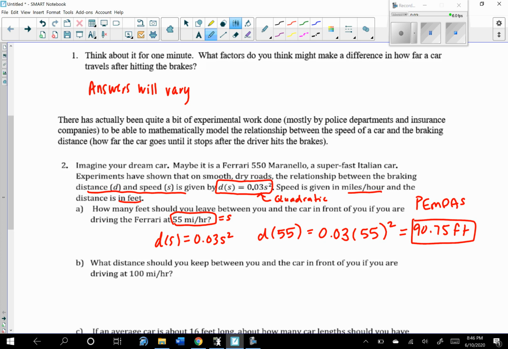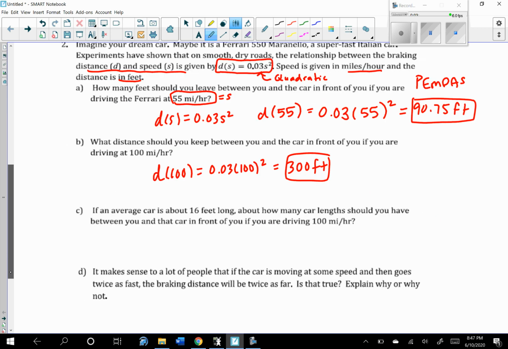So then it says, what distance should you keep between you and the car in front of you if you're driving 100 miles per hour? So now we're saying d of 100 is equal to 0.03 times 100 squared. So if you plug that into your calculator, you get 300 feet. You could also do that in your head.